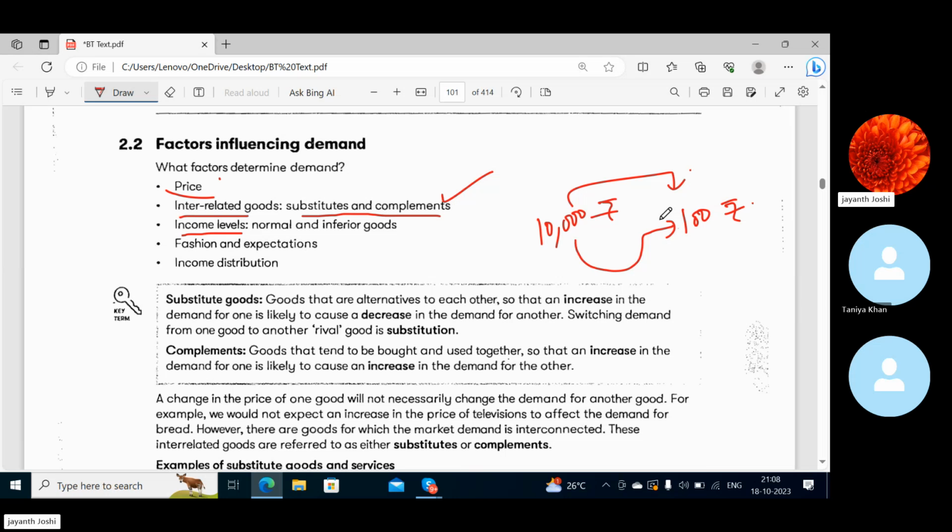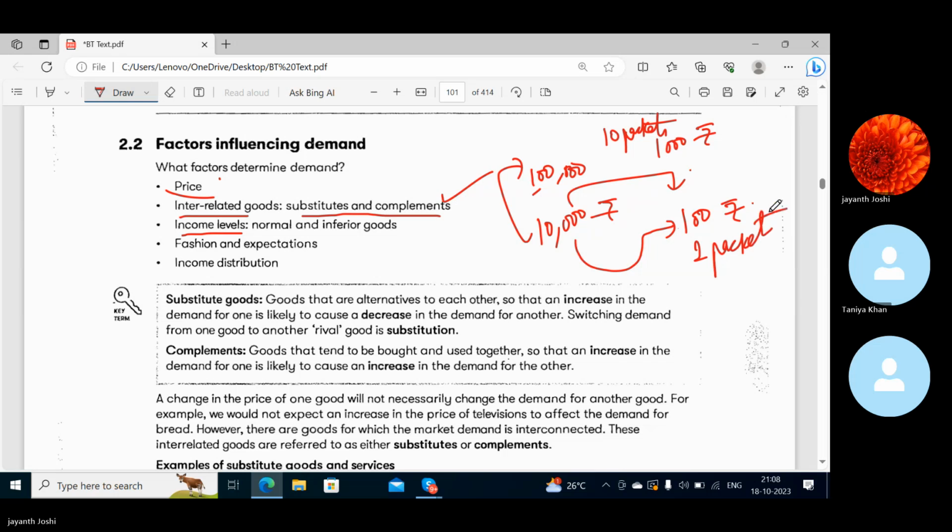You may ask me a question, sir, how do I have only 10,000? See, you have a lot of expenses and obligations, just an example. If your income increases to 1 lakh, what will you do? You will buy more or less? More. You can take 1,000 rupees worth of chips, 10 packets. Here you will take just 1 packet. And when your salary is just 5,000, you will say, let's keep quiet and go home and have a meal at home. Okay, 0 packets. That makes sense, right? So when incomes increase, there can be a change in the buying patterns of an individual. Then fashion and expectations and income distribution.